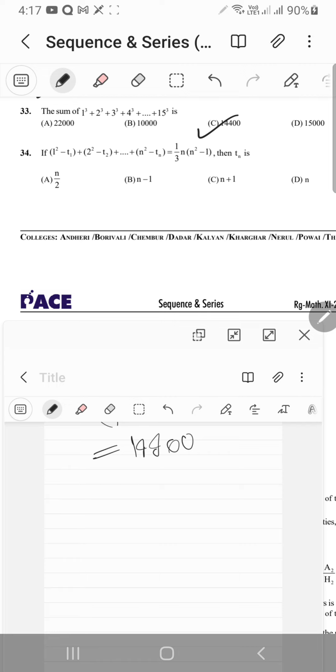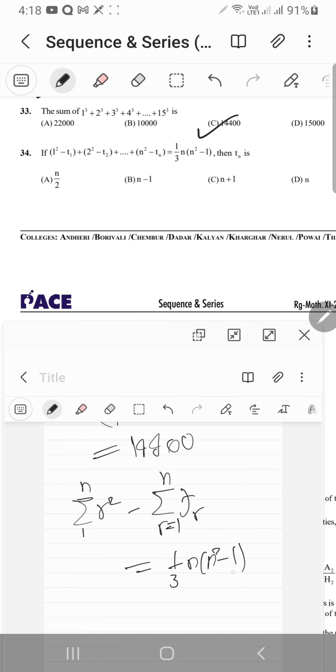First of all, you can write it like this: 1 squared plus 2 squared all the way to n squared, that's just n into n plus 1 into 2n plus 1. In fact, no, let's just write it as the summation of r squared from 1 to n. That's a good form, minus the summation of tr from r equal to 1 to n. That thing is 1/3 n into n squared minus 1, right?